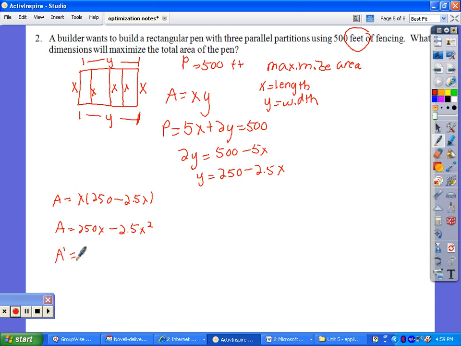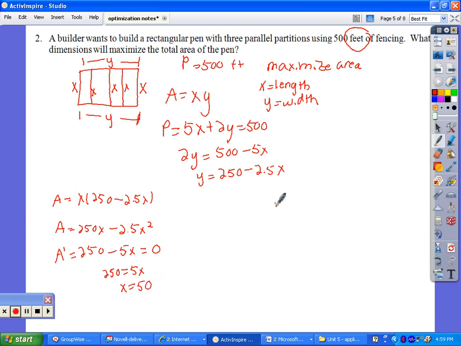Okay, so now I'm going to maximize this by finding the critical point. So I take the derivative, which is 250 minus 5x. I set the derivative equal to 0 to find my critical points. So I get 250 is equal to 5x, and then x is equal to 50.